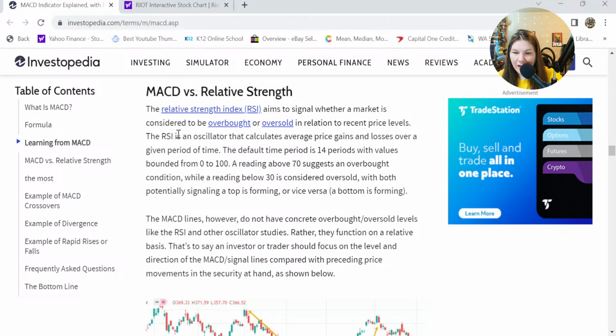So the RSI is an oscillator that calculates average price gains and losses over a given period of time.